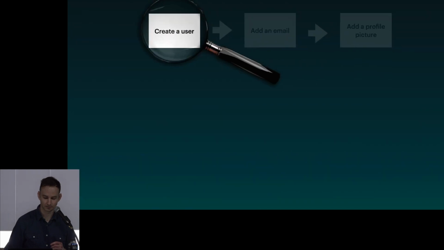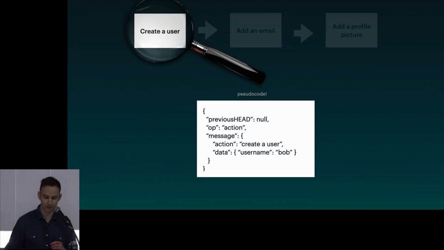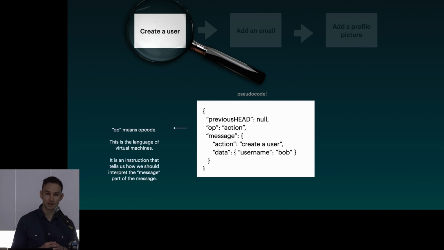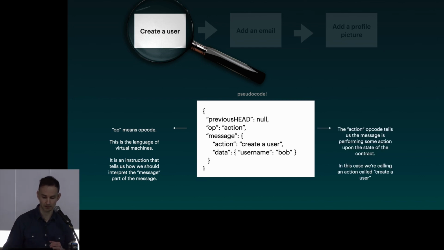Let's start there. So here's our create a user message. This is closer. It's not exactly what a Shelter Protocol message looks like, but it's much, much closer. So there's a previous head, there's an op. The op means opcode. This is where we get into the virtual machine part of Shelter Protocol. In this case, we have an operation called action. What this means is that this type of event is an event that performs an action. And the message body says action is create a user, and message data is username Bob. Very simple.